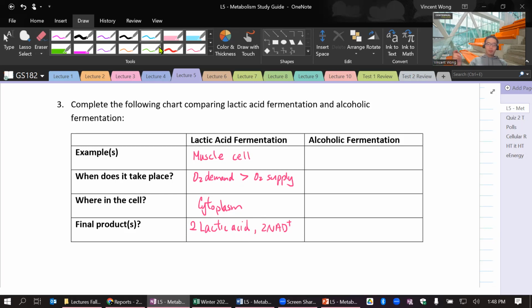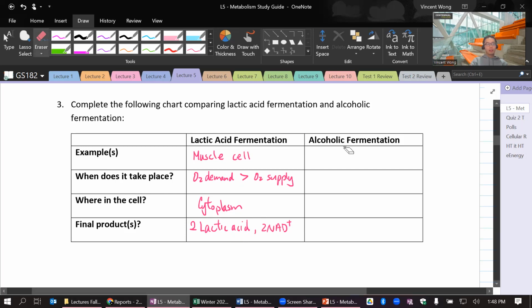The other type of fermentation is called alcoholic fermentation, and that happens in bacteria and yeast. For them, this is just the norm. They don't have the cellular machinery to do the Krebs cycle or ETC, so they rely on alcoholic fermentation almost always.